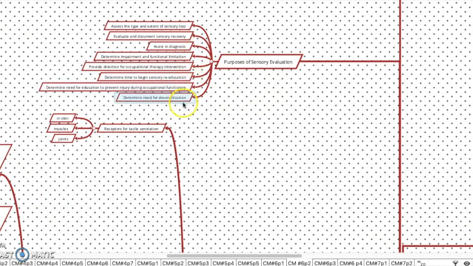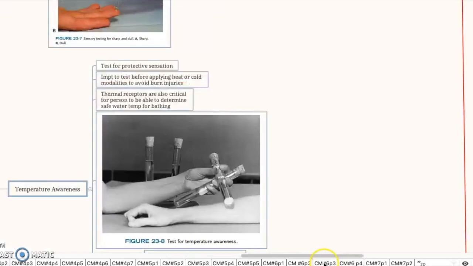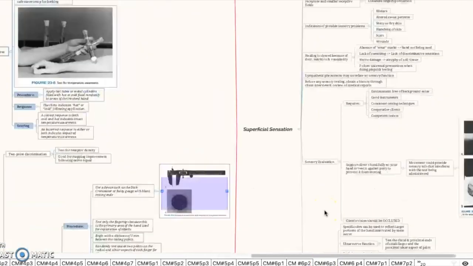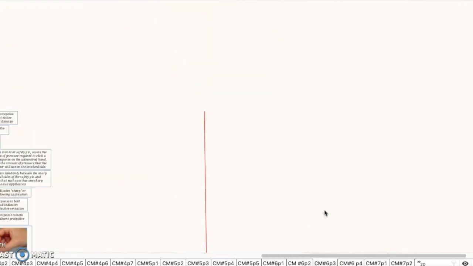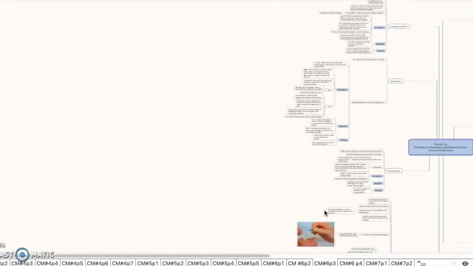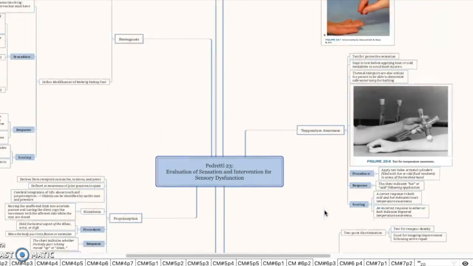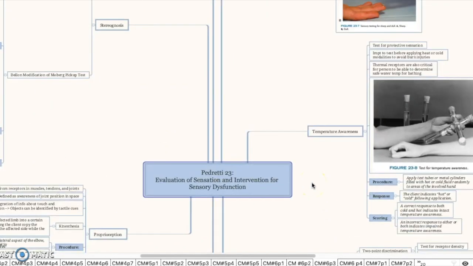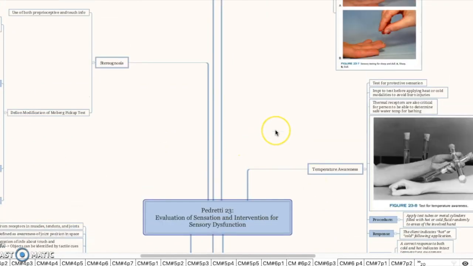Among many different answers, it also assesses the type and extent of sensory loss and provides direction for OT intervention and determines the need for desensitization. So it's very crucial. And then next we have evaluation of sensation and intervention for sensory dysfunction according to Pedretti.